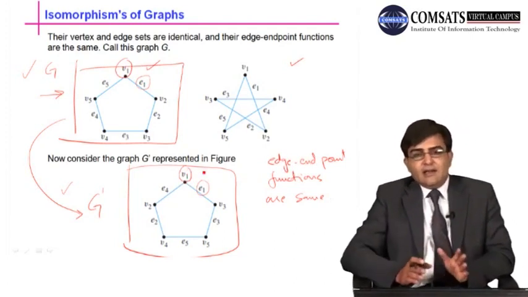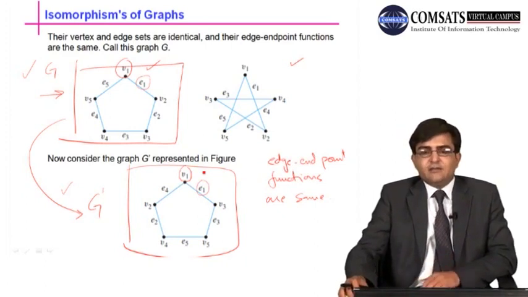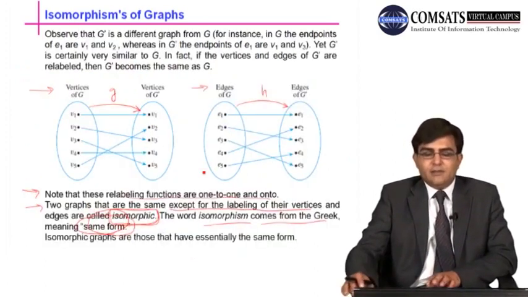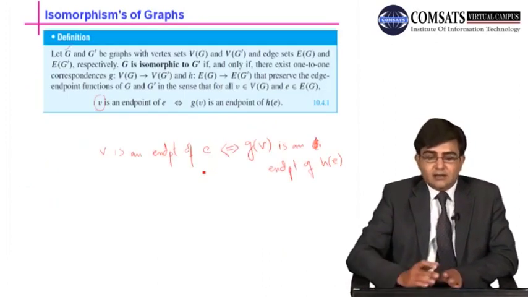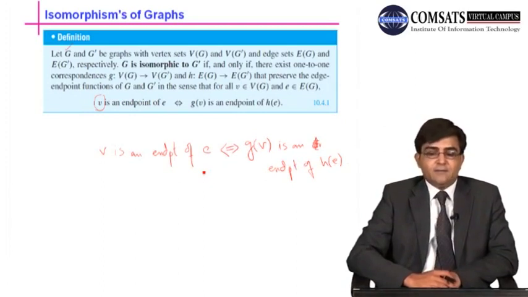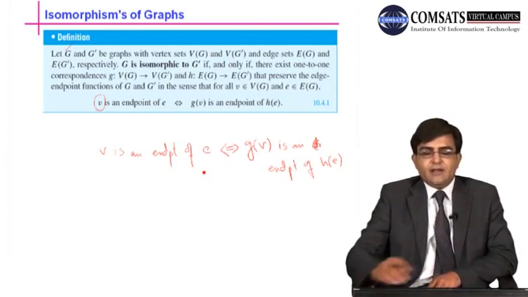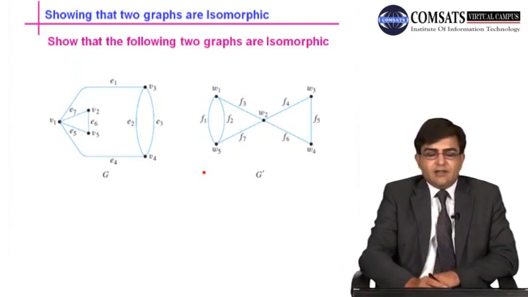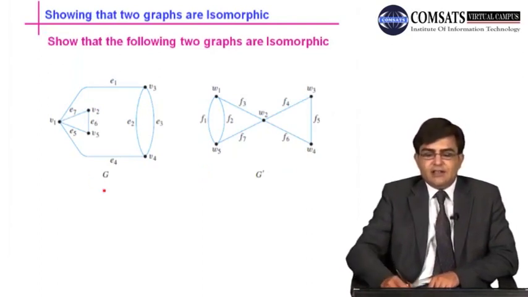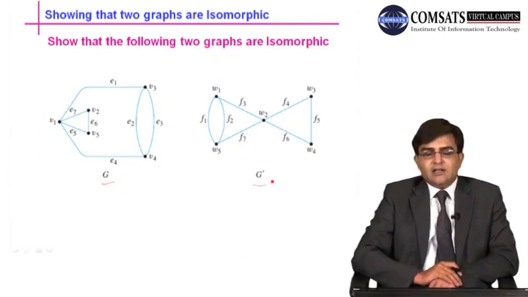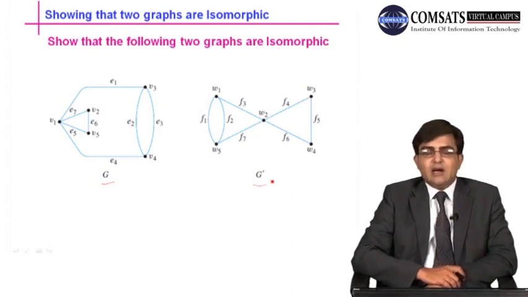So the edge endpoint function must be preserved in the isomorphism when you define the one-to-one correspondence between the vertices and edges of two graphs G and G dash. For example, here we are given two graphs, one is G, the other is G dash. Now we are going to find the one-to-one correspondence between these two graphs to show that they are isomorphic, that is, they are of the same form.